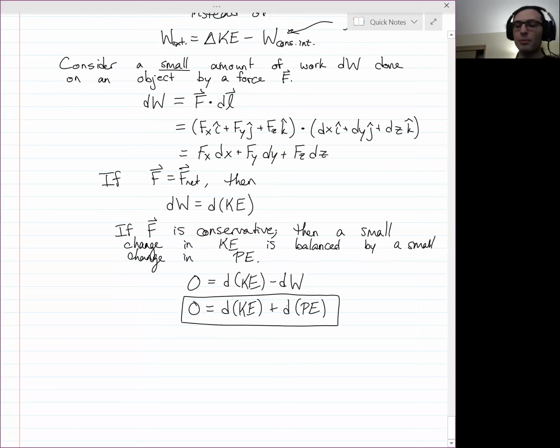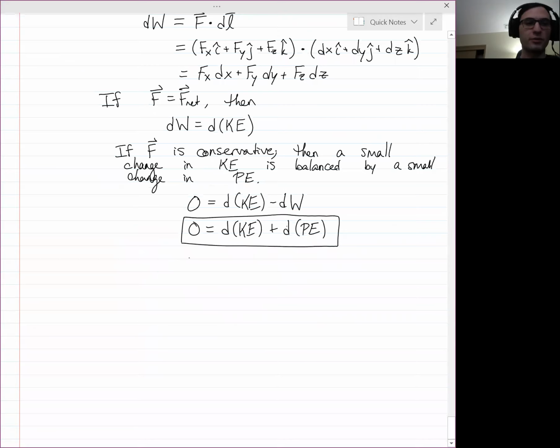So if F is conservative, we get this just by making our system larger. An implication from this is that dW is negative dPE, and that should not be surprising at all, right? A small change in the potential energy is the negative of a small amount of work done. That's just the definition if the force is conservative.